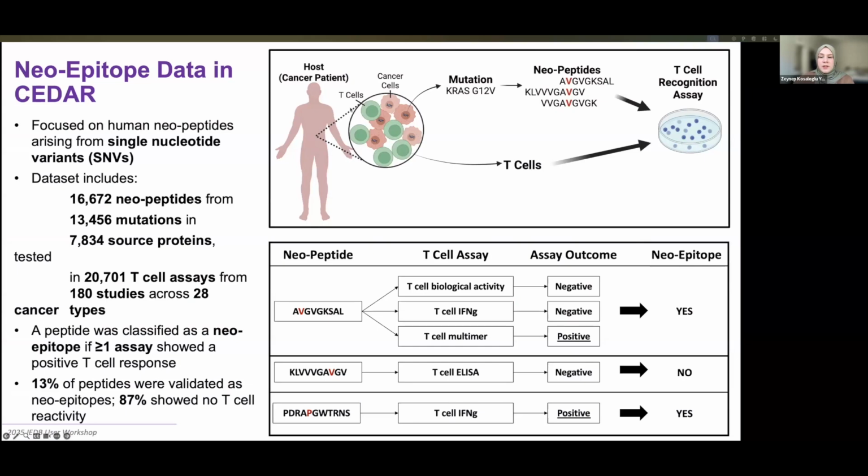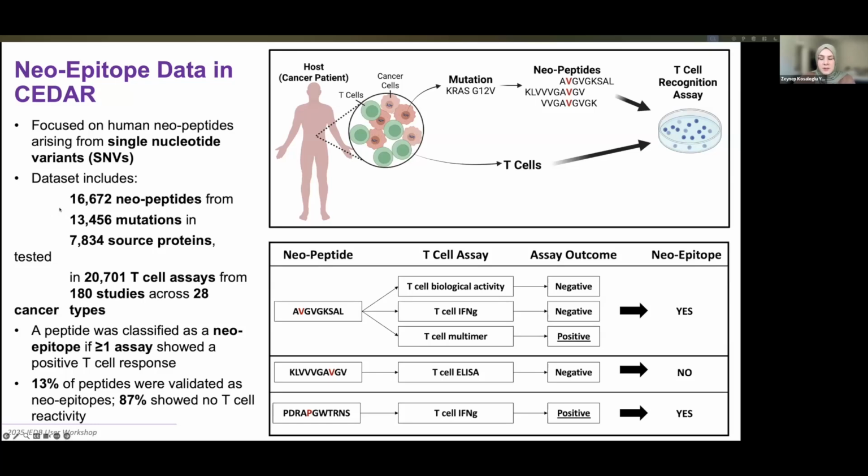A lot of different data is available in CEDAR, but for this meta-analysis, we focused specifically on human neoepitopes that result from single nucleotide variants in cancer patients. So we excluded animal models, we excluded cell lines, and we only included the assays that were tested in cancer patients. In total, we analyzed over 1,600 neopeptides from 180 published studies across 28 different cancer types.